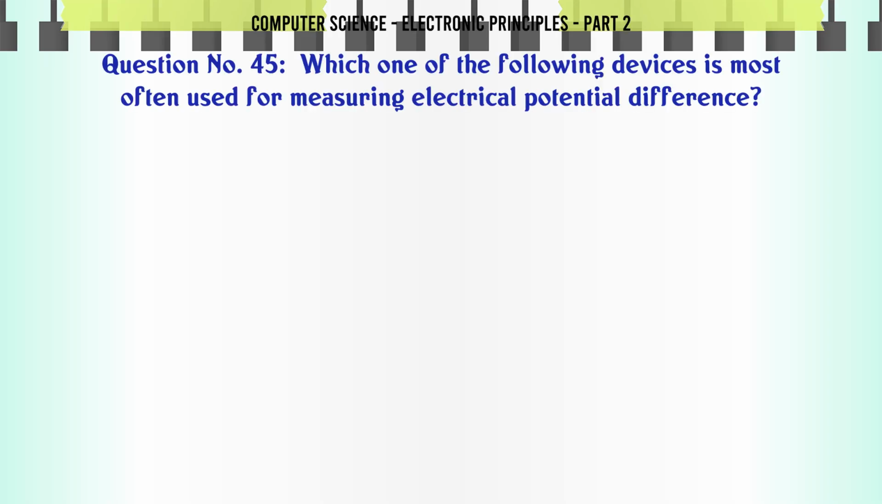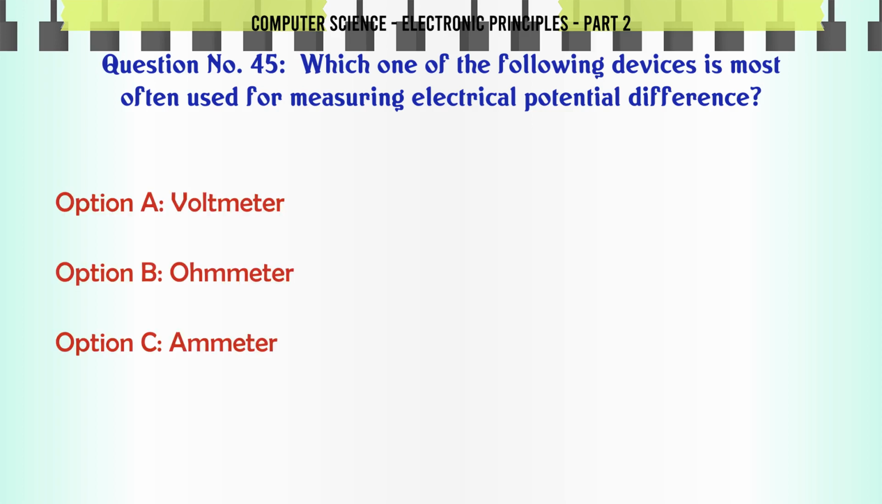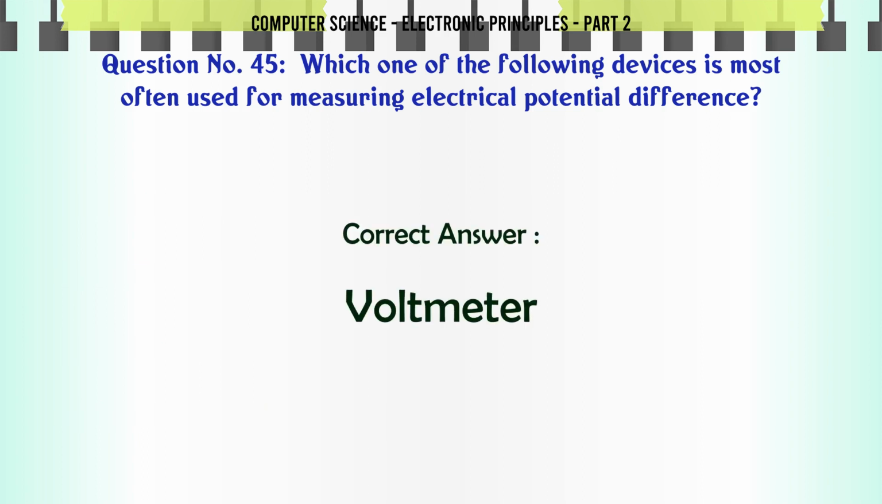Which one of the following devices is most often used for measuring electrical potential difference? A. Voltmeter, B. Ohmmeter, C. Ammeter, D. Wattmeter. The correct answer is voltmeter.